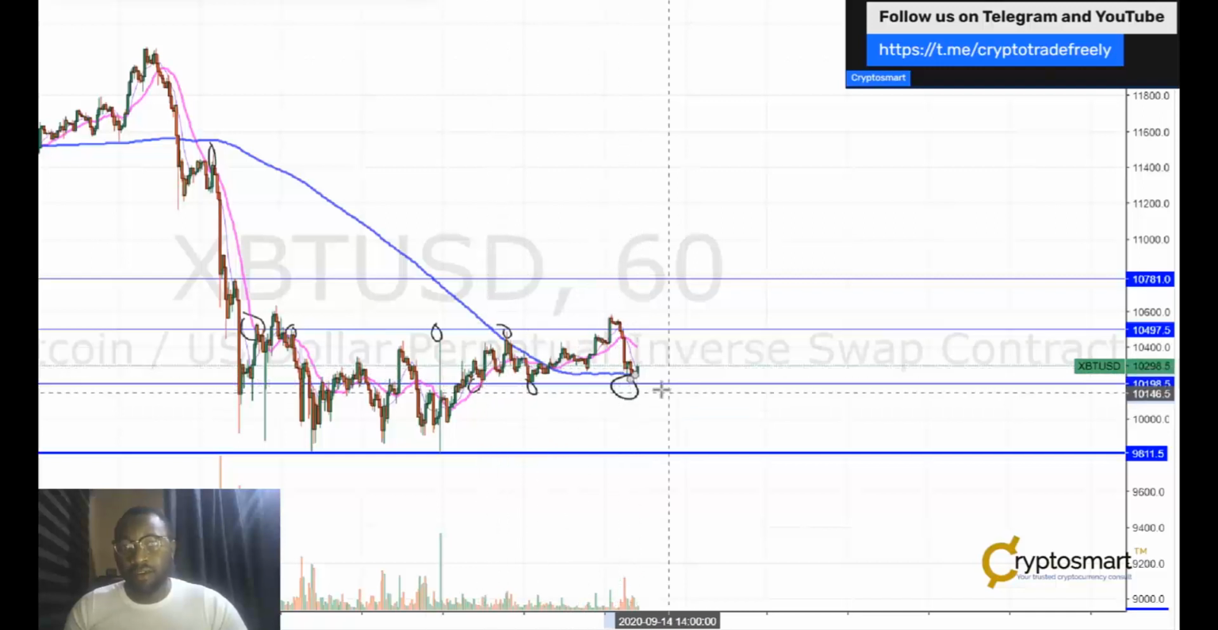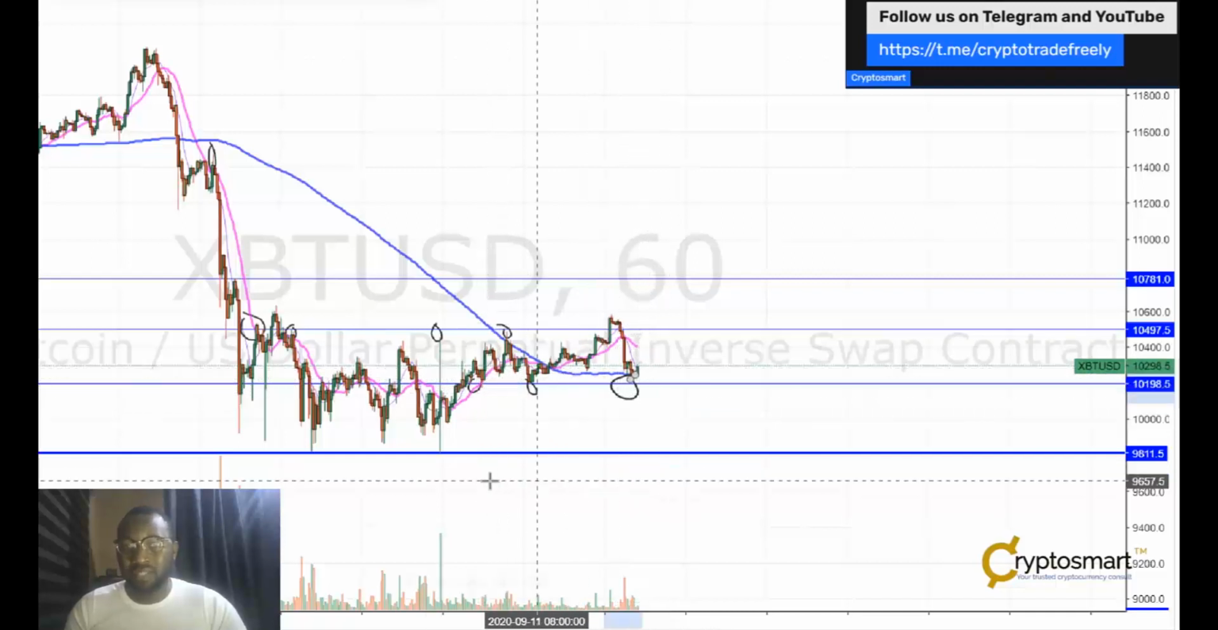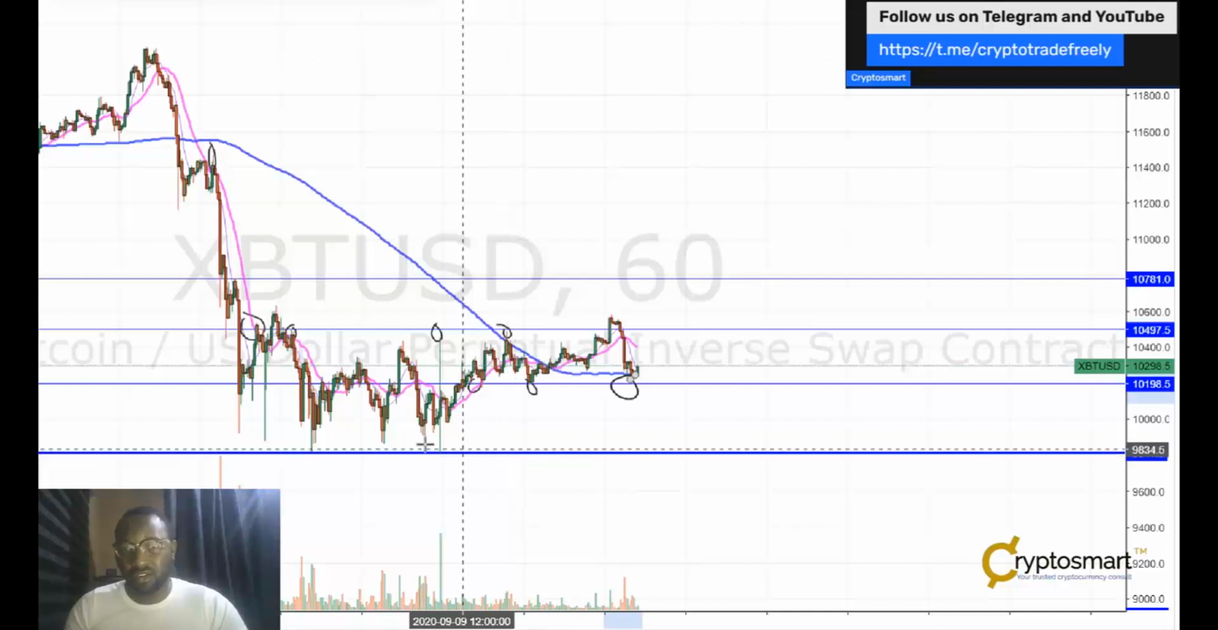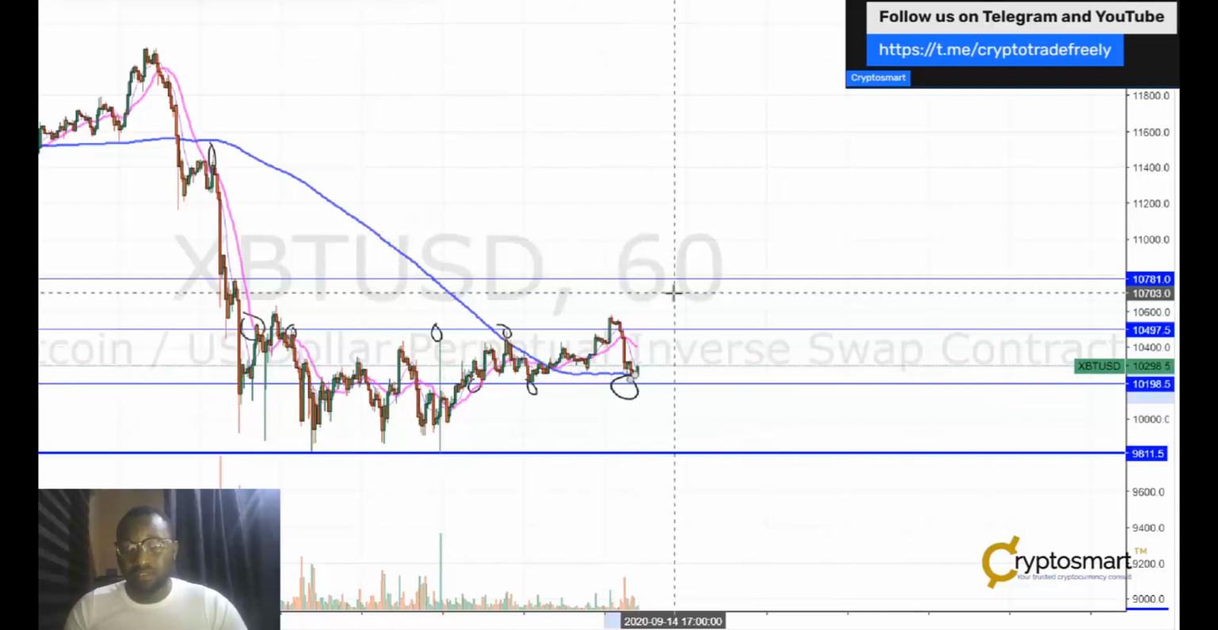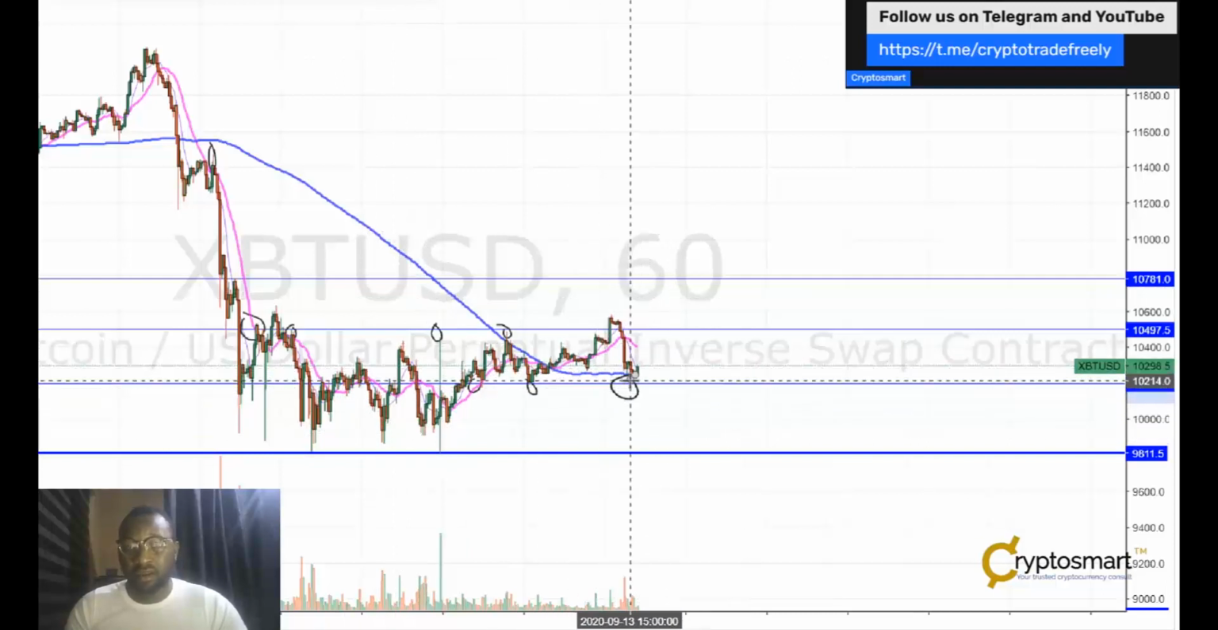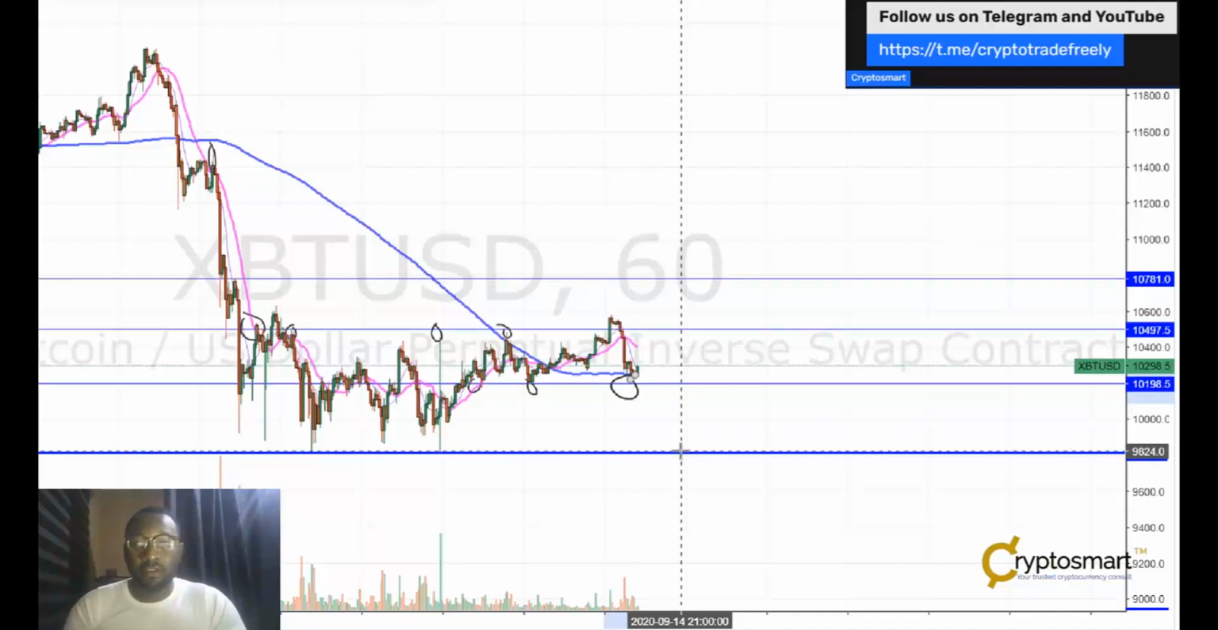Until this support is broken, that is when we can actually test the 9,800 support. If this support is not broken, then we get to bounce up. If it is broken right now, I'm expecting Bitcoin to come and test the 9,700, 9,800 region. So that is it about support and resistance. You buy the support, you sell the resistance. If you're doing margin or futures trades, you short the resistance and you long the support.